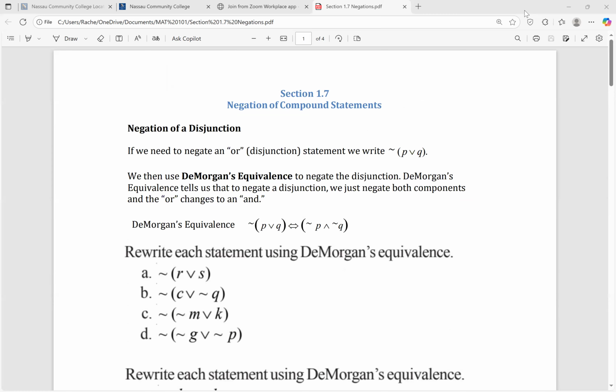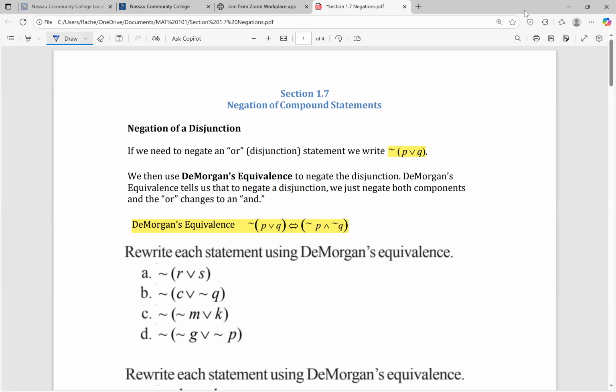So first, let's talk about the negation of a disjunction. If we need to negate an or statement, or a disjunction, we would write not (P or Q), right? That would be the negation. So when we use De Morgan's equivalence to negate the disjunction, it tells us that in order to negate a disjunction, we just negate both components and change the or to an and. So De Morgan's equivalence states that not (P or Q) is equivalent to not P and not Q.